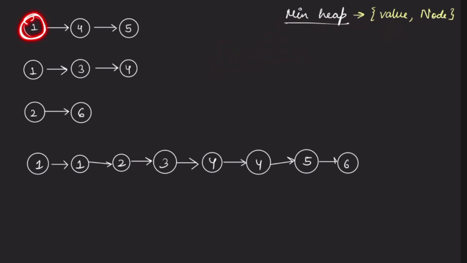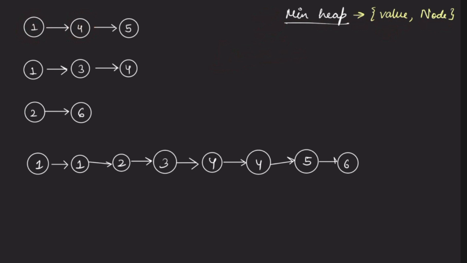So for this particular node, the value is 1. For this particular node, the value is 4. So if I am storing the value plus the node itself inside this min heap, then whichever value is the smallest, it will keep at the top, right? So through this min heap, I can get the node out of my k nodes which is having the smallest value, right?